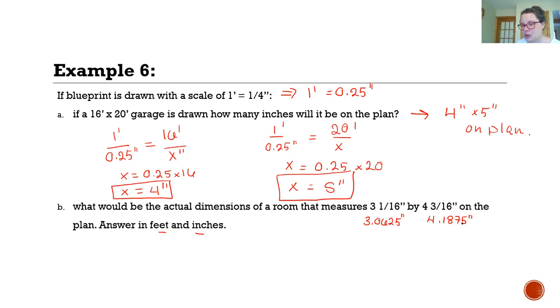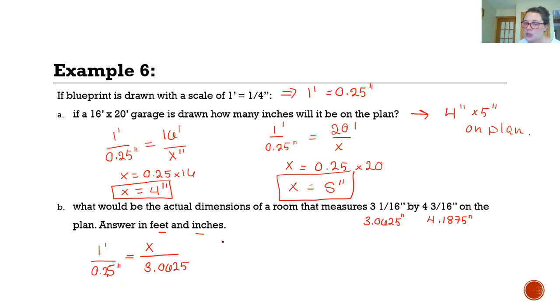So these are our blueprint plan. We're using the same scale. So we have 1 foot equals 0.25 inches. That should be equal to x feet over 3.0625.